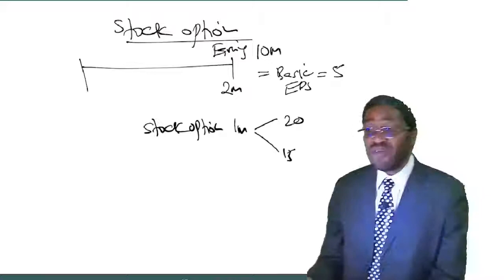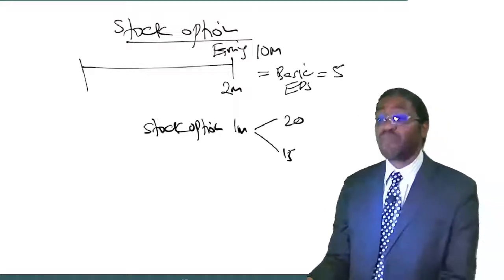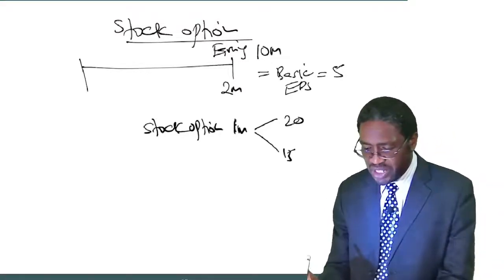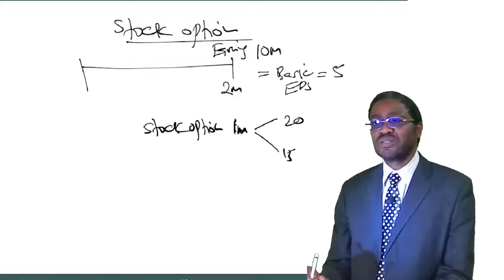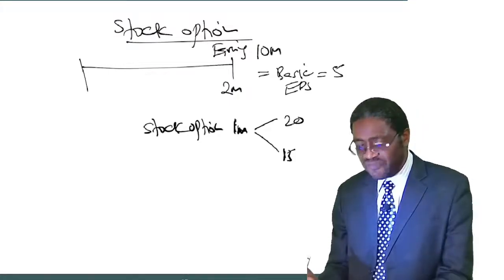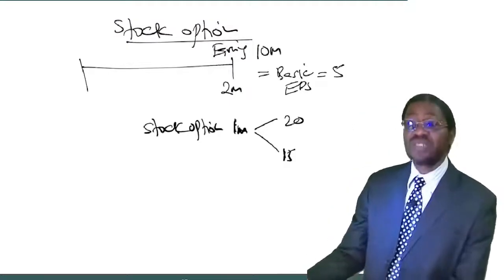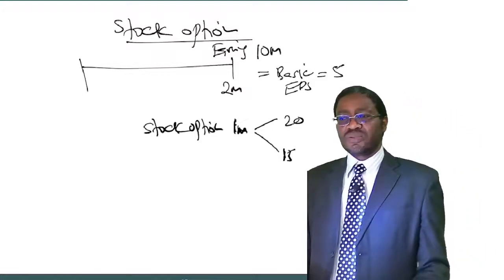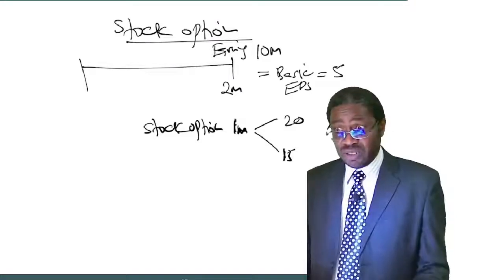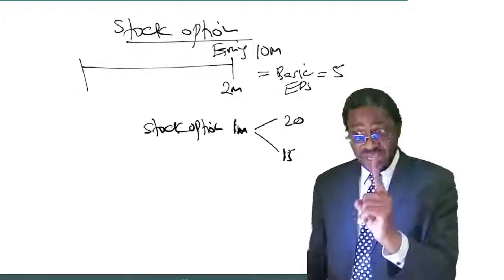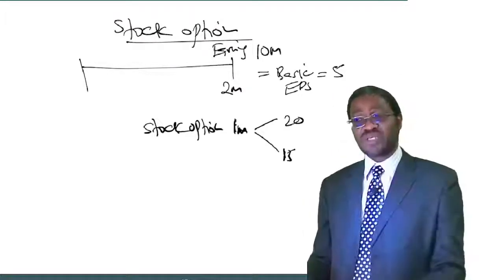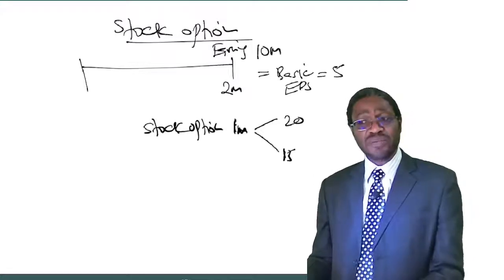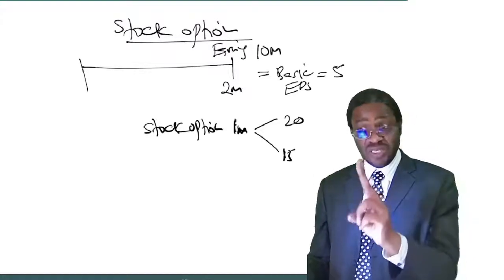which will give the employees the privilege of buying how many shares? 1 million at a price of how much? 15 when the market price is 20. Listen. So, in future, the employees will buy 1 million shares by paying how much per share? 15 instead of 20.